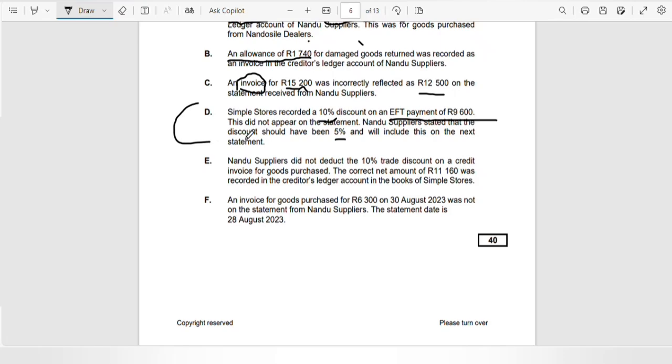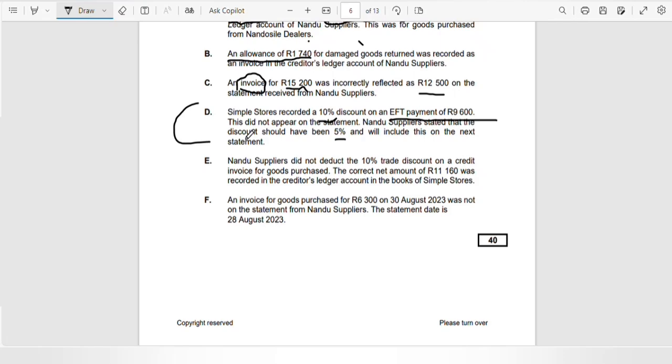So they say we as business, Simple Stores, recorded a 10% discount on an EFT payment of 9,600. So we made a payment of 9,600. Now we thought that the discount that we receive is 10%. But we found out that the discount is not 10%, it is 5%. So we need to correct that error first in our books. So what we have to do is calculate how we calculated it.